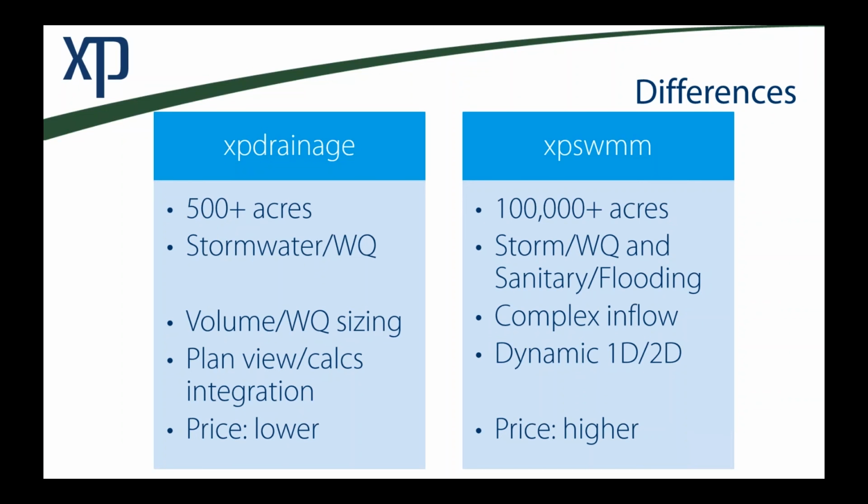SWMM can range from $4,000 to $40,000, right? So it's much higher. It just does a lot more, much more robust studies. So that's, I guess, also a big difference between the two tools.